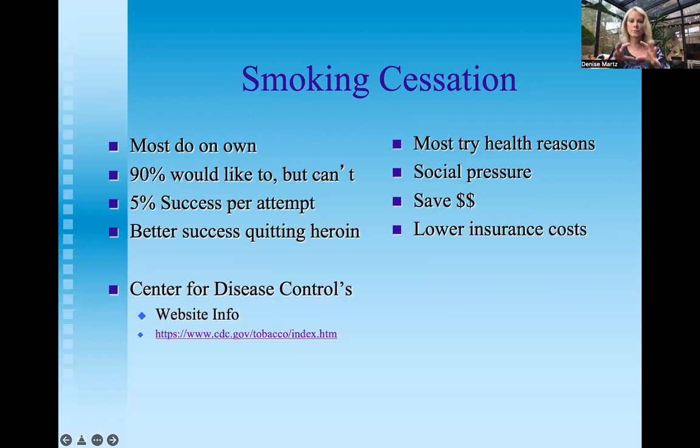Okay. But knowing the multiple quit attempts, 90% of smokers and vapers would like to quit, but they feel like they can't. And the can't really comes, this is why as professionals, we get in there and we explain the opponent process in terms that they can understand.